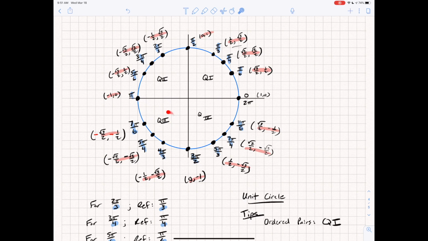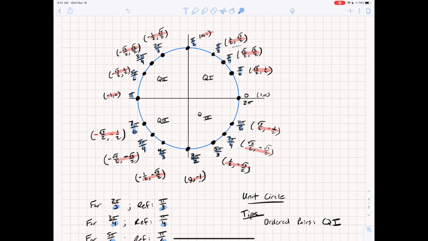Which means in quadrant 3, because we have gone past one whole pi, all of these will now be improper, and specifically, we've gone one more slice. So you'll see the numerators are one more than the denominators. 7/6, 5/4, 4/3, 3/2.